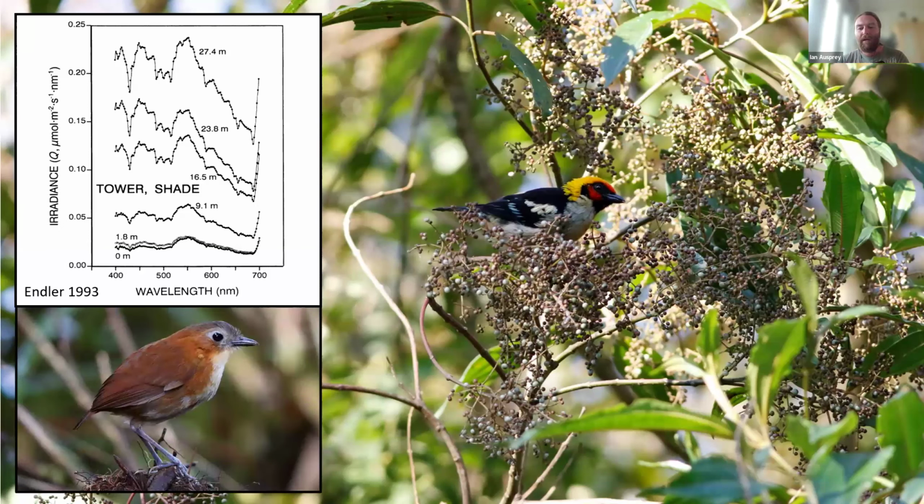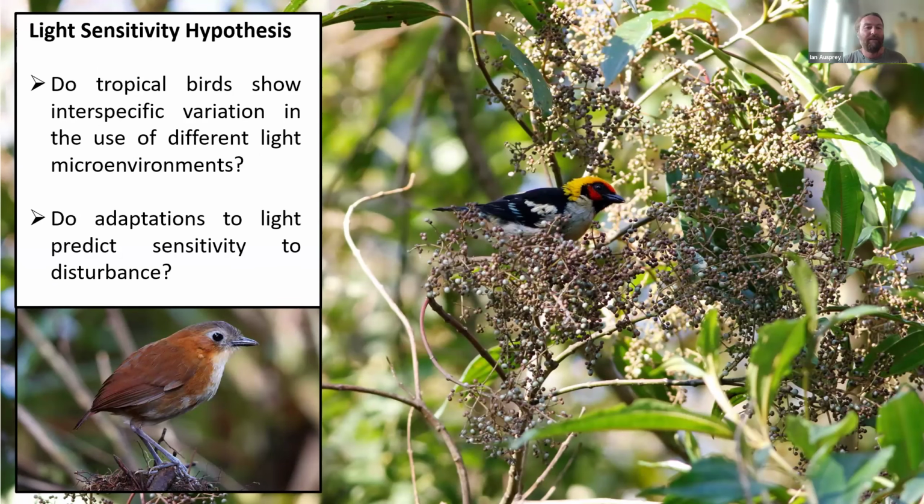And while this tanager is adapted to very large amounts of light, there are understory species, such as this species of ant pitta, that basically only live in very dark environments on the forest floor. I was really trying to test this light sensitivity hypothesis, trying to see how tropical birds show interspecific variation in the use of different light microenvironments, and whether these adaptations can actually predict sensitivity to disturbance?